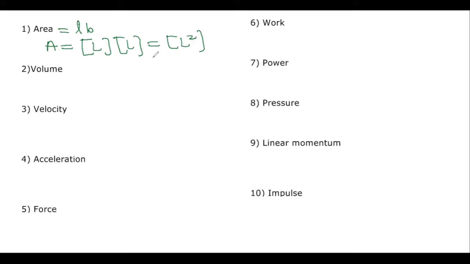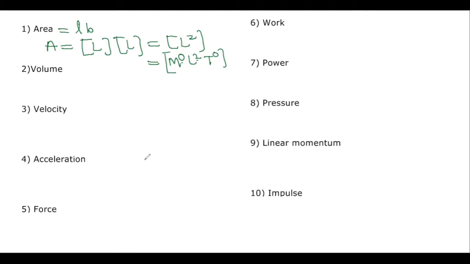Or the same equation can also be written as the same dimensional formula. There is no mass. We have only L square and T0, T power 0. You can express it like this also. The dimensions of mass is 0. The dimensions of length is 2. And the dimensions of time is equal to 0.